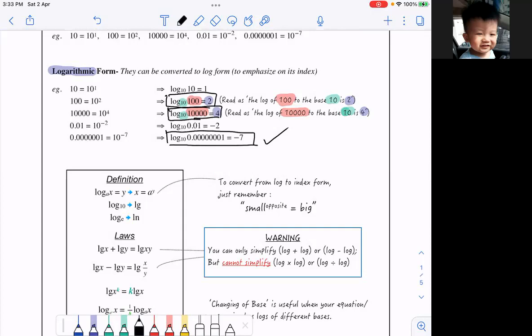Okay, Faith, you did have a different question from what I wanted, but it's okay. I wanted the last one, but you were correct. No big deal. Yeah, the log of 0.0000001 to the base 10 is negative 7. Correct. Ethan, well done, you got it correct.